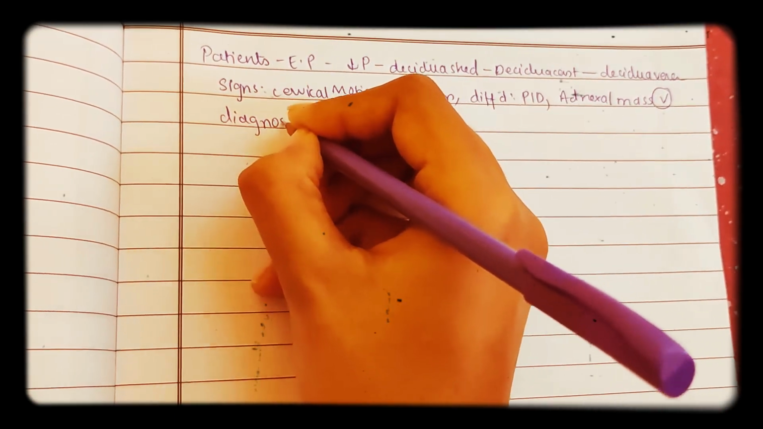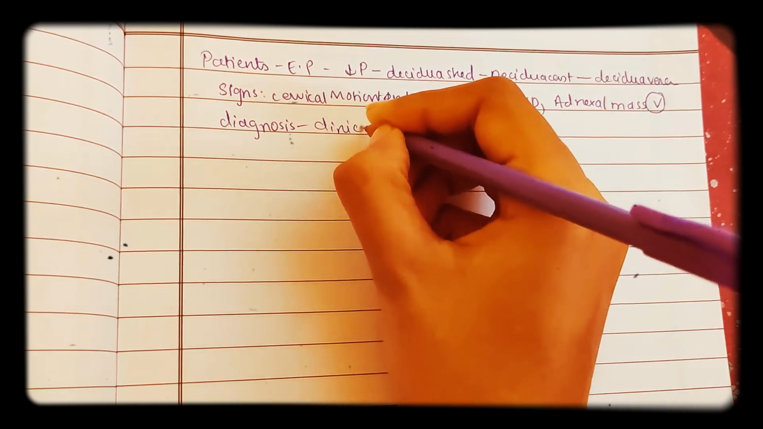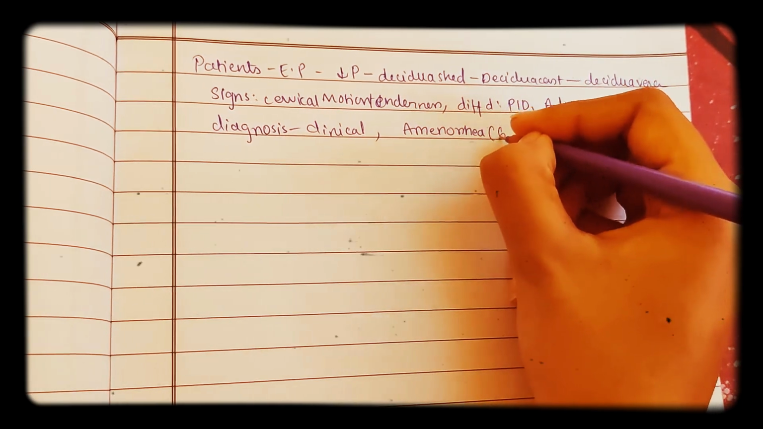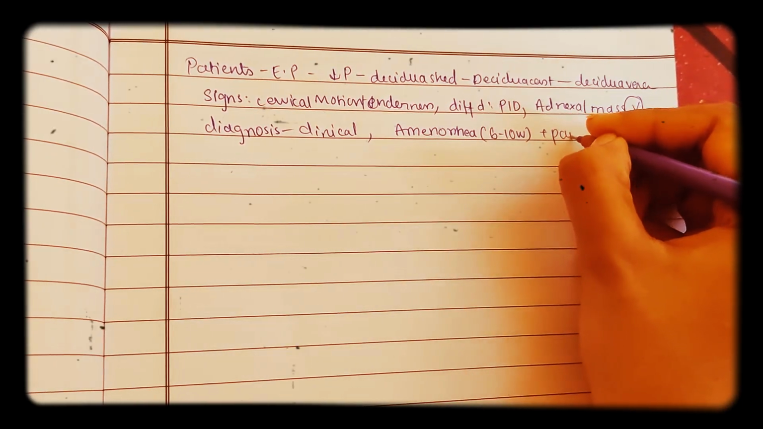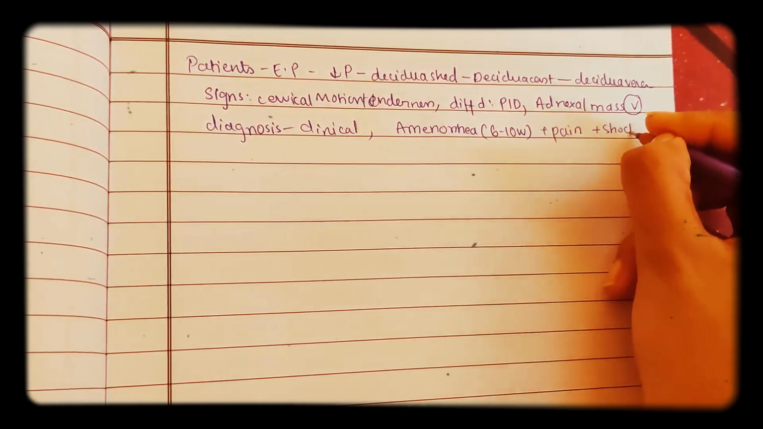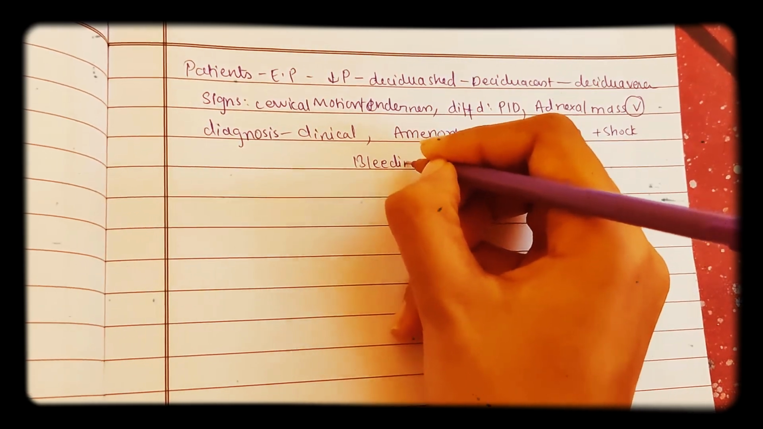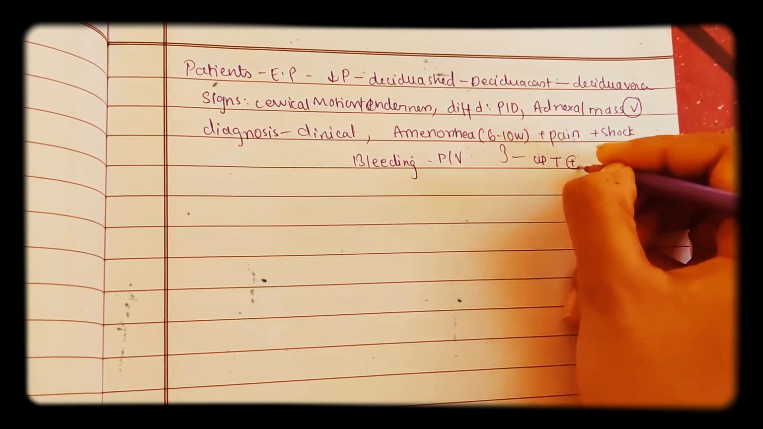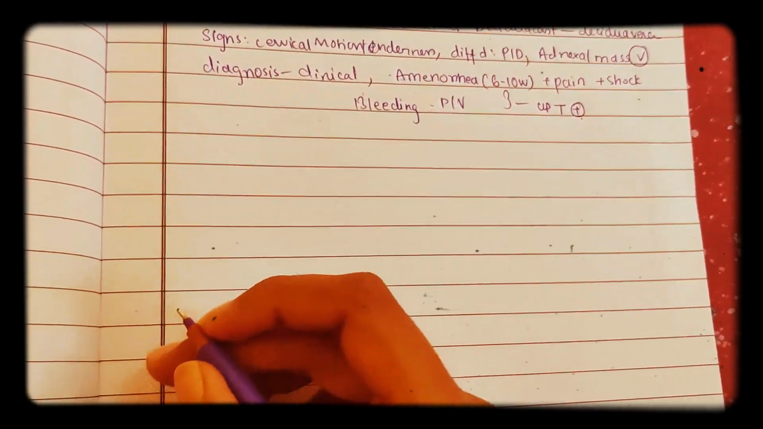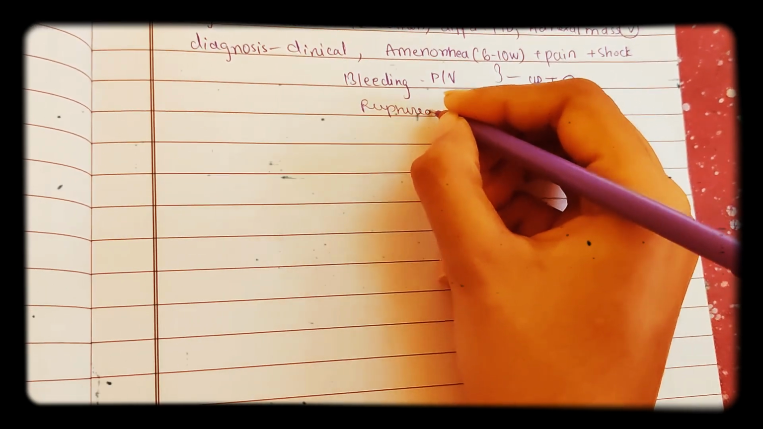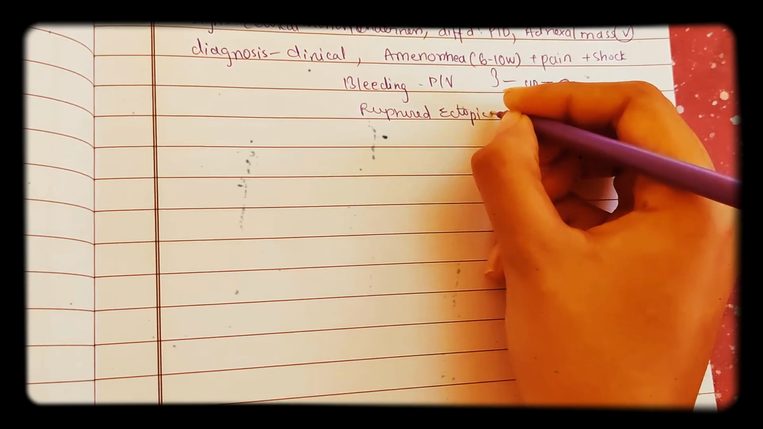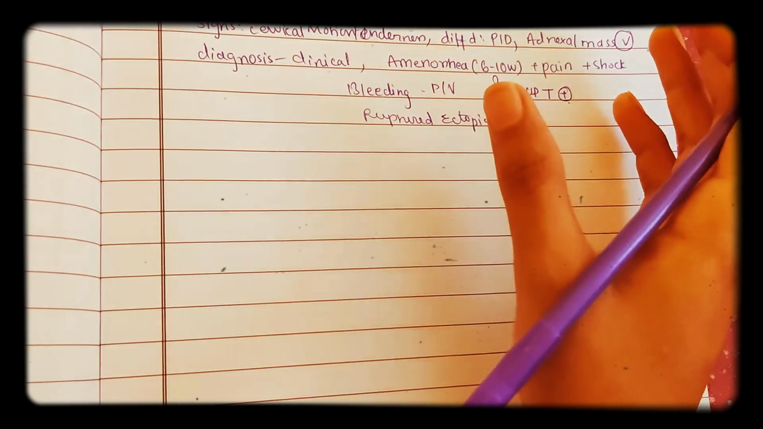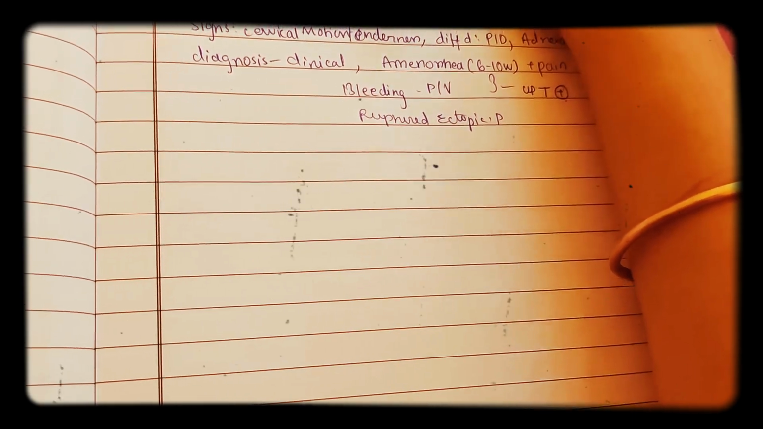So diagnosis is clinical diagnosis. You will see complaints of amenorrhea, that is about 6 to 10 weeks. You will see pain in abdomen, and there will be shock and bleeding PV. All these are shown especially in patients with UPT positivity, pregnancy test positive, and this is confirmed as a ruptured ectopic pregnancy. So in ruptured ectopic pregnancy, you will see 6 to 10 weeks of amenorrhea, pain in abdomen, and sometimes shock may be present or not, but bleeding is present. This is a critical case of ruptured ectopic pregnancy.